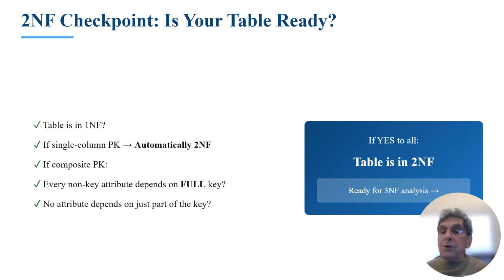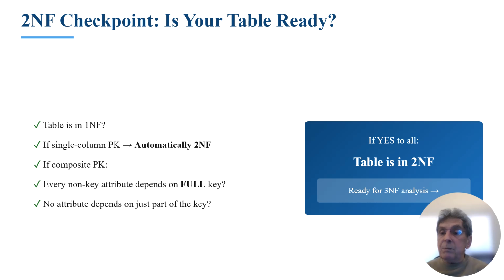Before moving on to third normal form, verify that your table meets second normal form requirements. First, check: is the table in first normal form? If not, you can't be in second normal form. Go back and fix atomicity issues first. If your table has a single column primary key, you're automatically in second normal form. Partial dependencies can only exist with composite keys. A single column can't be partially depended upon.